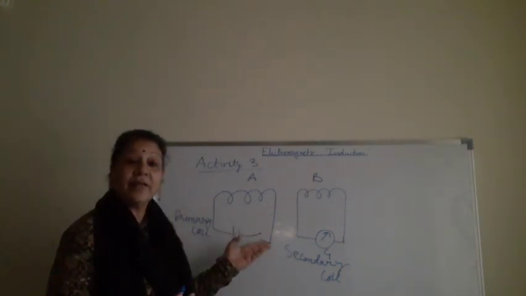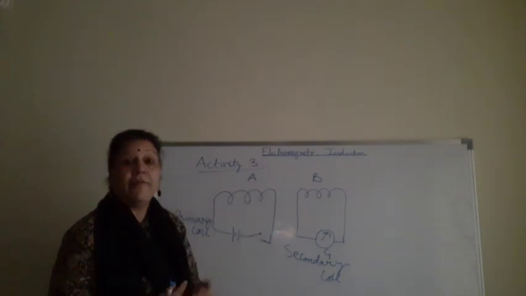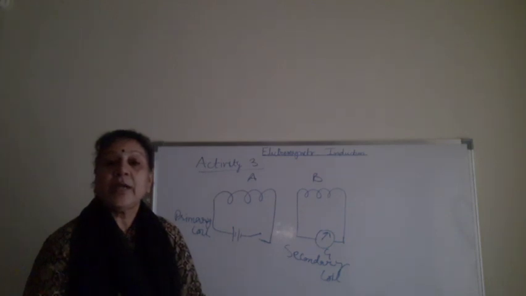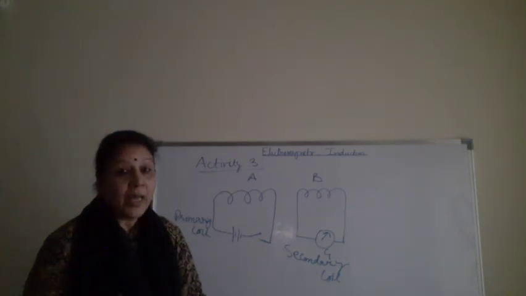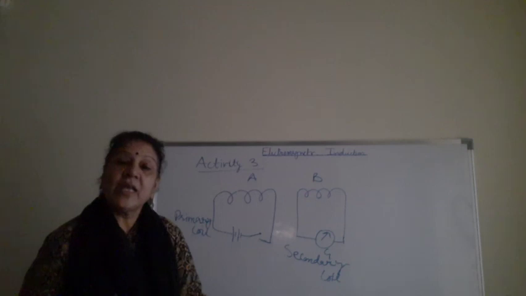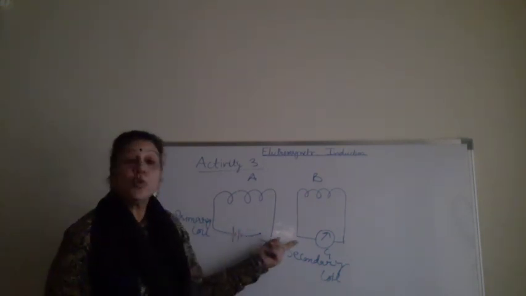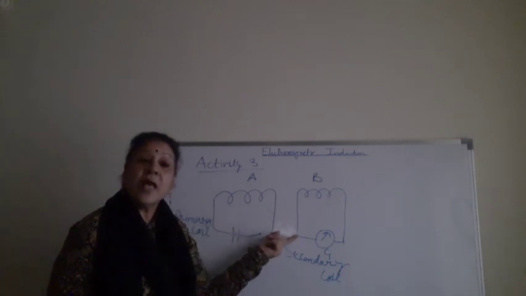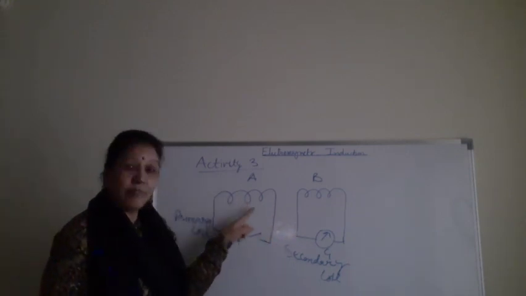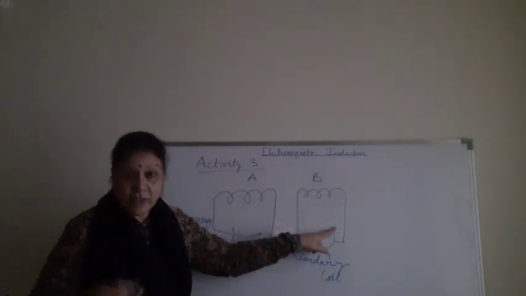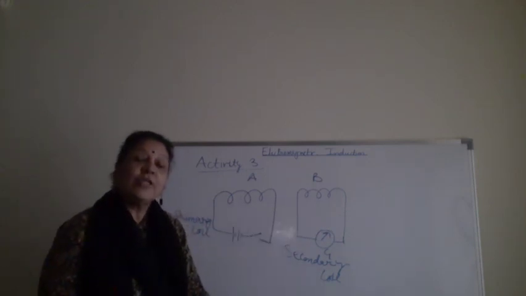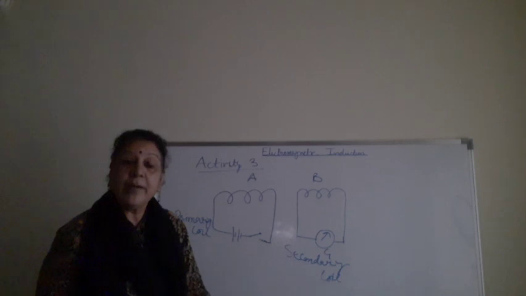So this is the third activity which shows the phenomena of electromagnetic induction and the production of alternating current or induced current. Again, the strength can be increased by taking more number of turns. This is used for making transformers, step up and step down transformers. More number of turns in primary coil A or more number of turns in coil B will give rise to the step down and step up transformer.